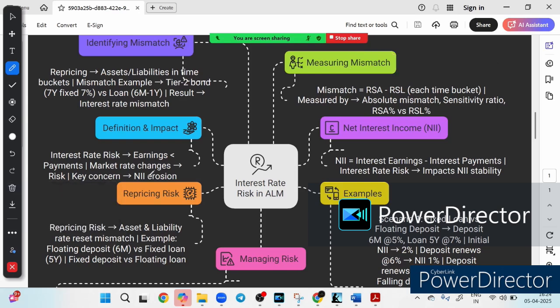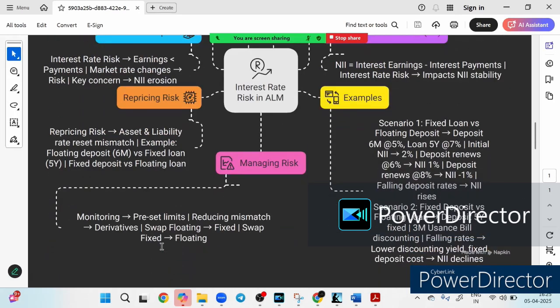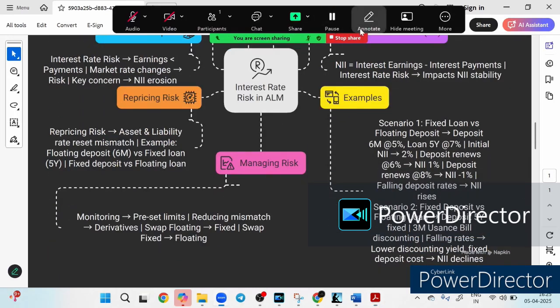I hope you are familiar with this term, net interest income. It is nothing but interest earning minus interest payment. Higher interest rate risk can destabilize NII. Banks aim to keep this NII stable to ensure financial health. I am giving you an example to make this concept clearer.